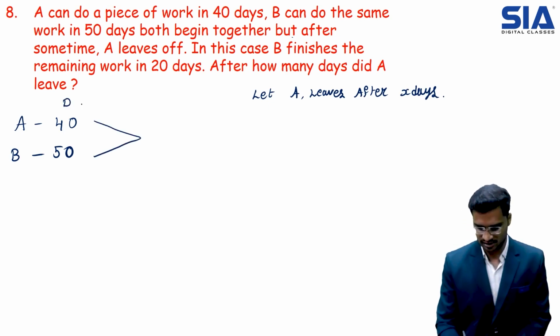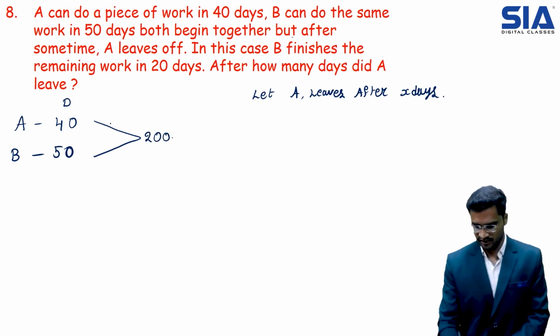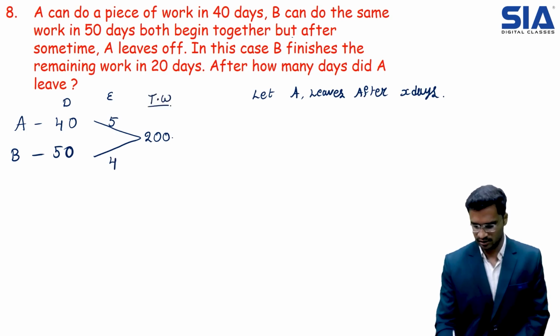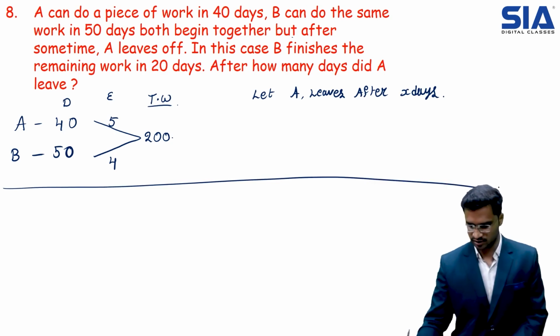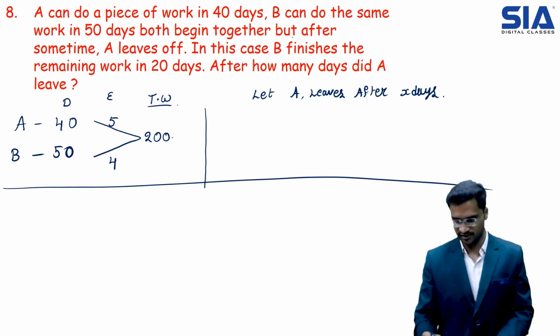So let us see, 40 and 50. These are days. Let us take the LCM of 40 and 50 as 200. So efficiency of A is 5. Efficiency of B is 4. This is the total work. So let us see how many days did A work and how many days did B work.